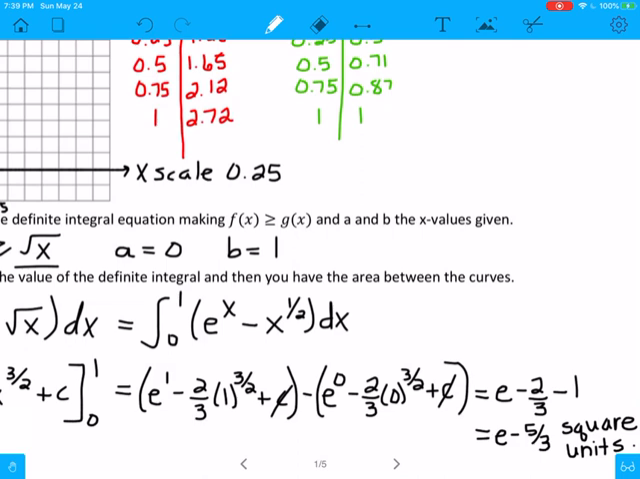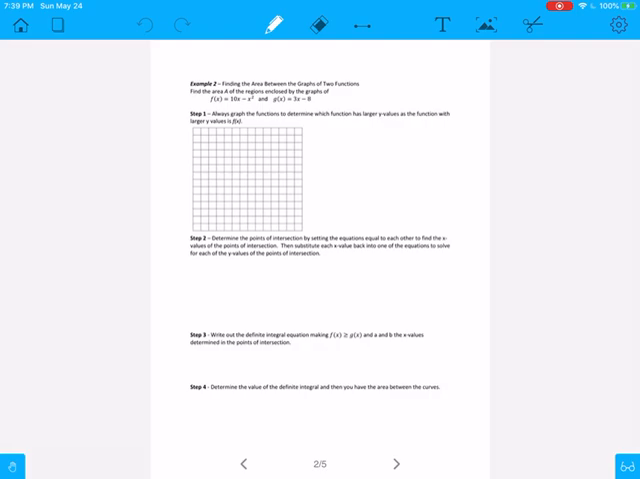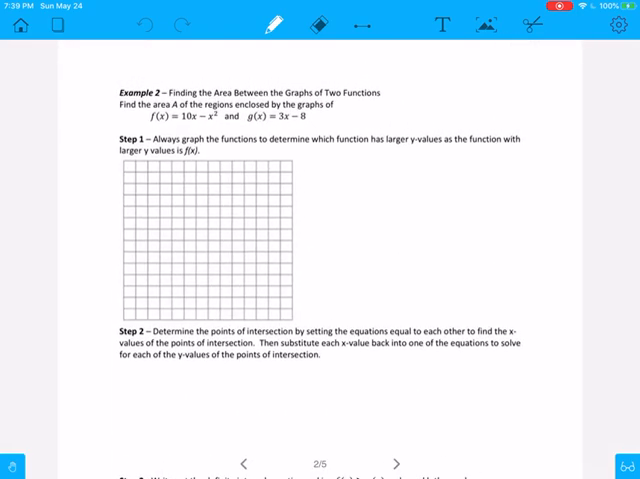All right, page 2. A little bit different. Always do a little bit different each time. So the last one I gave you 2 equations and which x values between it would fall, right? This one's a little different. This one says, finding the area between the graphs of 2 functions, find the area A of the regions enclosed by the graph 10x minus x squared and 3x minus 8. So, they didn't give us the x values. It didn't say between x equals 0 and x equals 1.